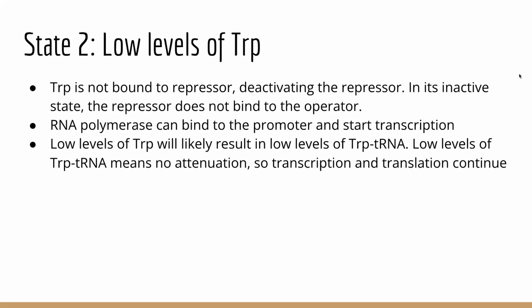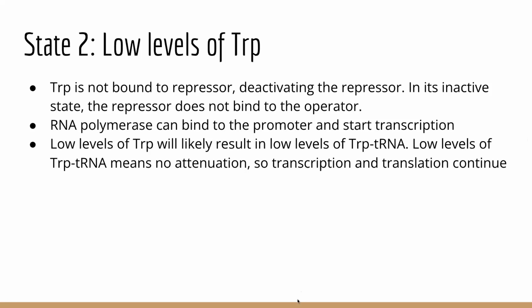Okay. In the second situation, there are low levels of trip, so it's not bound to the repressor. The repressor is in its inactive state. The repressor does not bind. This means that RNA polymerase can then bind to the promoter and start transcription, right? If you have low levels of trip, you might still have high levels of trip tRNA, but in most situations, you have low levels of trip because you use that to make the tRNA. The tRNA is being depleted. You probably won't have enough. So this is a situation where you have low trip and low trip tRNA.